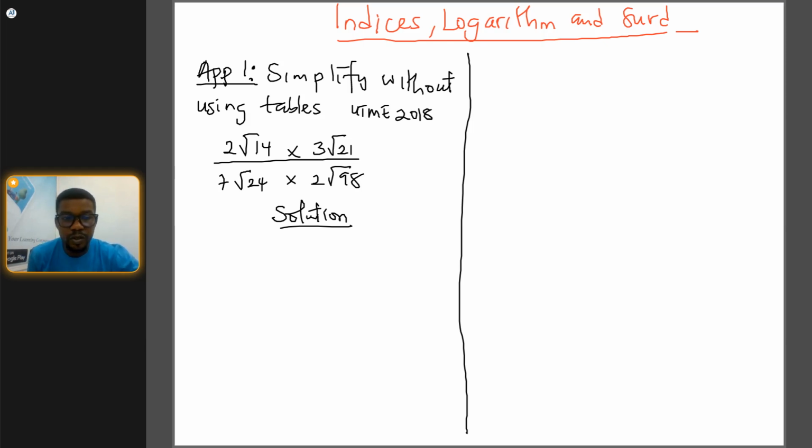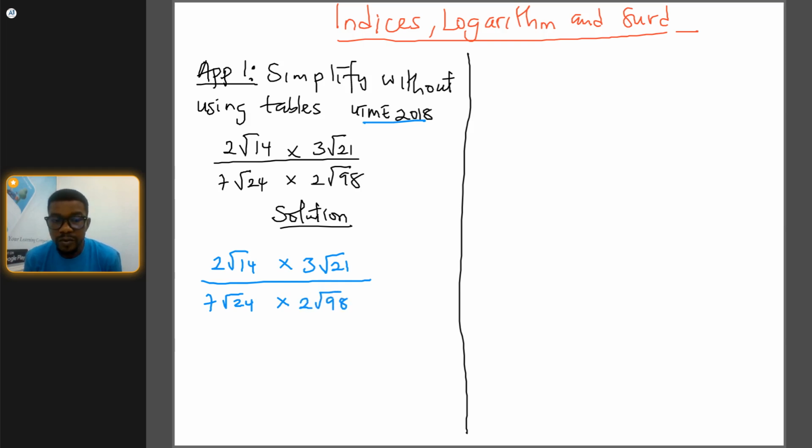Okay, let's proceed. So we are asked to simplify without using table 2 root 14 multiplied by 3 root 21 all over 7 root 24 multiplied by 2 root 98. It's a UTME question, 2018, so we are going to solve this together. For us to solve this, we need to simplify each of the roots we are given in the question.